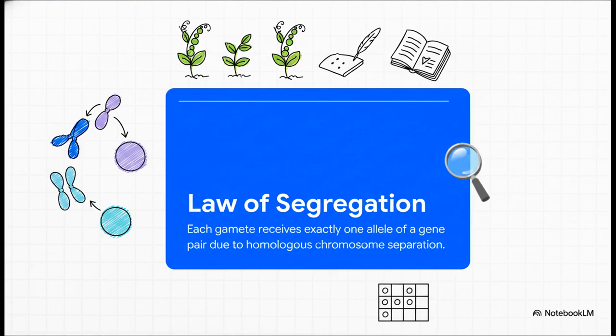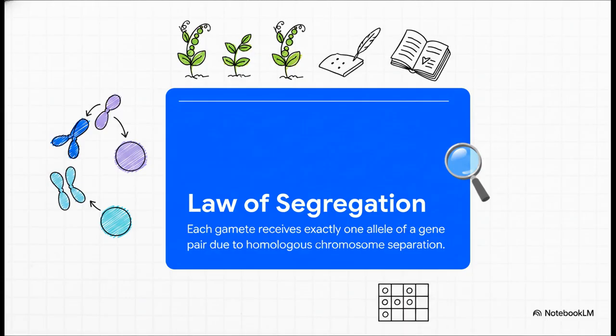To really understand why family traits seem to just disappear in one generation, only to mysteriously pop back up in the next, we have to look inside the cell at Mendel's law of segregation. This foundational rule dictates that each gamete, a single sperm or egg cell, receives exactly one allele of a gene pair. Now, this isn't magic.